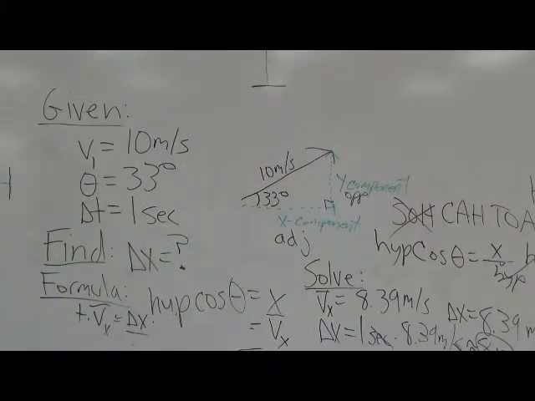So a ball thrown at 33 degrees at 10 meters per second will have a horizontal displacement in 1 second of 8 meters. Alright, hopefully you got that. Just don't sit there, do this as I'm doing it. Let's go to the next video.